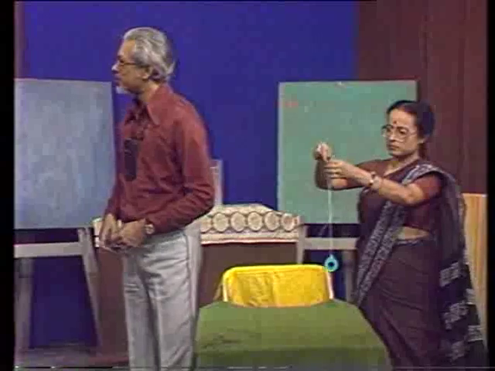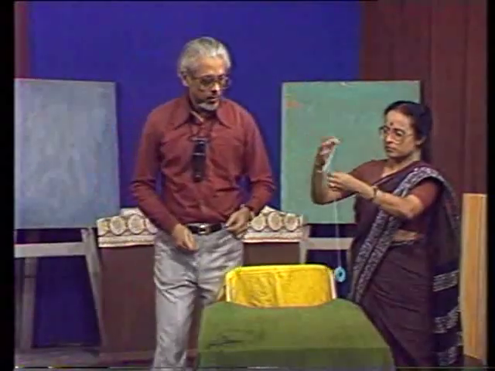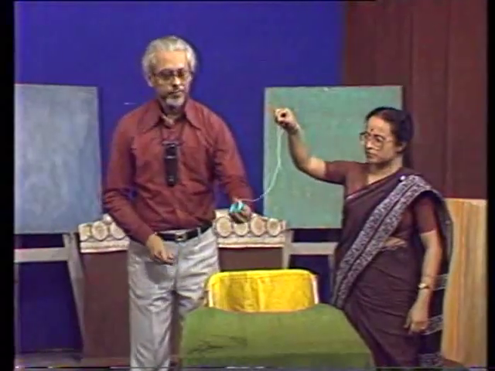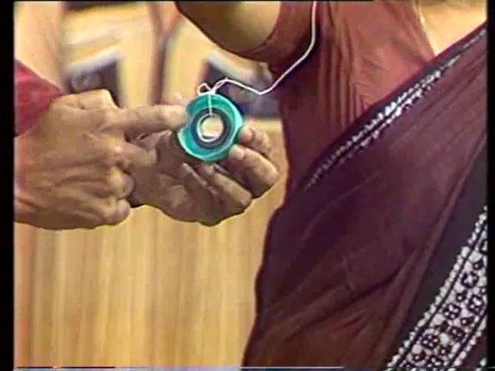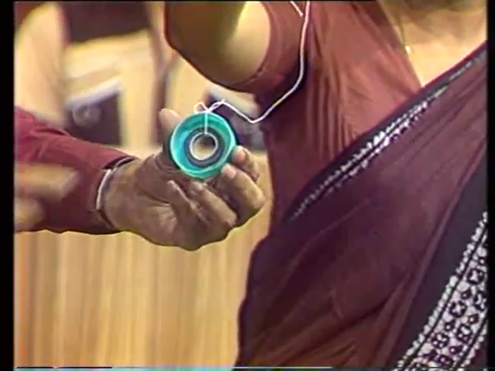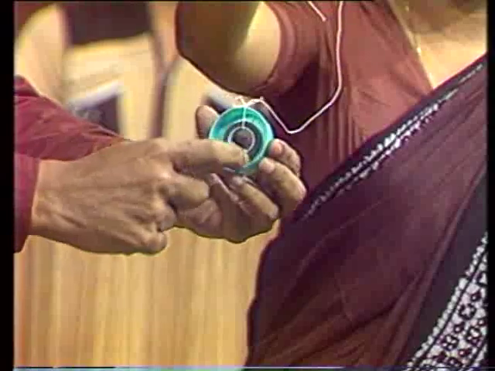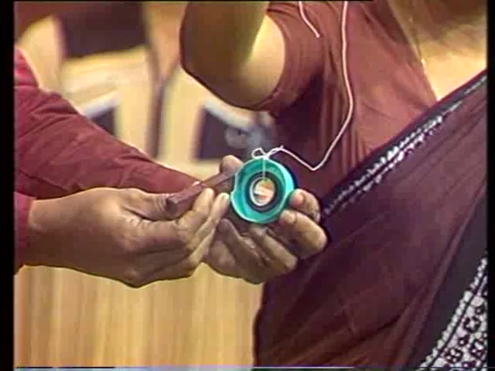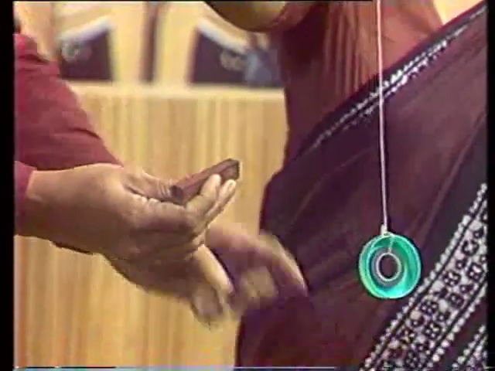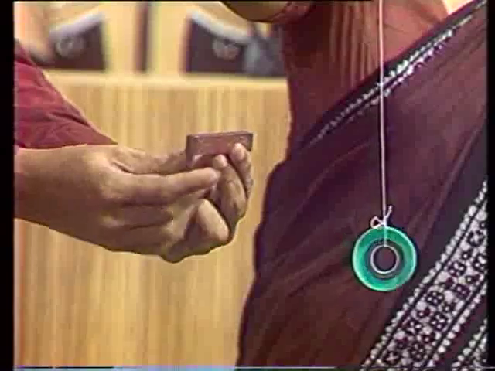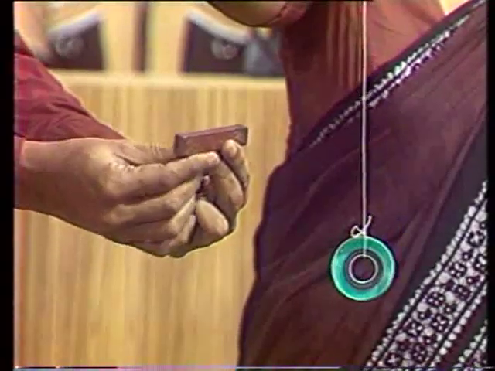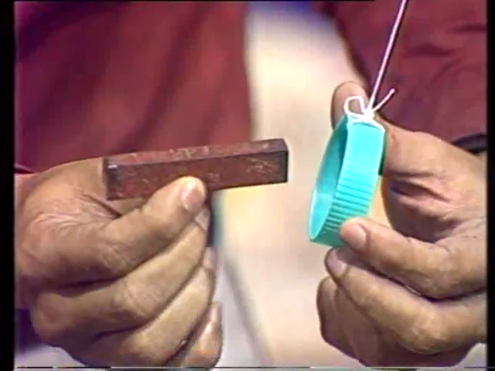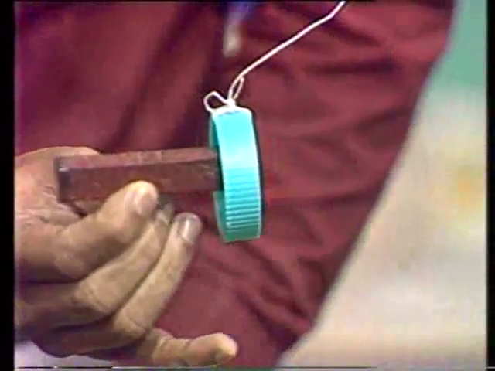Now this question is again for the SN Bose team. You see, I have here a ring magnet, okay? A ring magnet. And also I have an ordinary bar magnet. This end is the North Pole and that end is the South Pole. Now, if I bring this ring magnet near this bar magnet, there is an attraction.